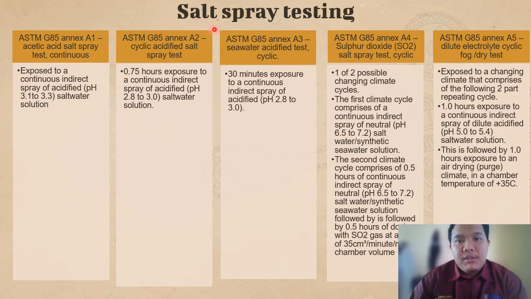Next, for the salt spray testing, there are five tests that will be conducted for corrosion, which are NSS A1, A2, A3, A4 and A5. For the A1, it will be exposed to a continuous indirect spray of acidified saltwater solution of pH 3.1 to 3.3, and for the A2, it will be 0.75 hour exposure to a continuous indirect spray of acidified saltwater solution of pH 2.8 to 3.0.